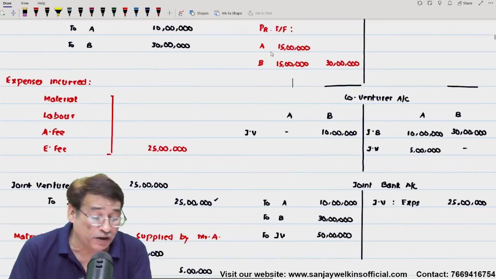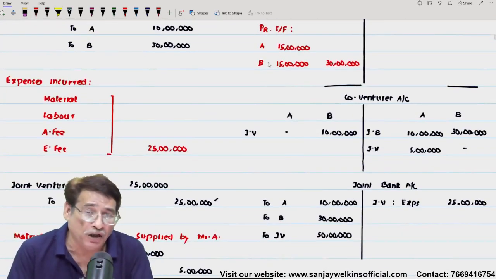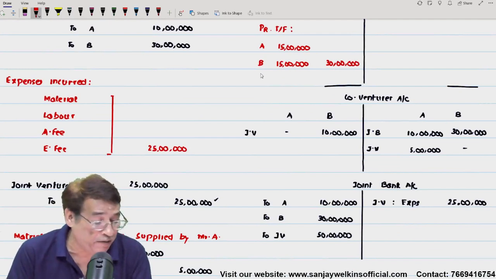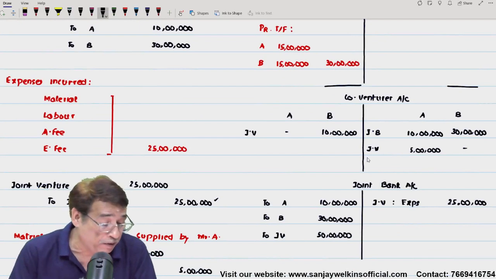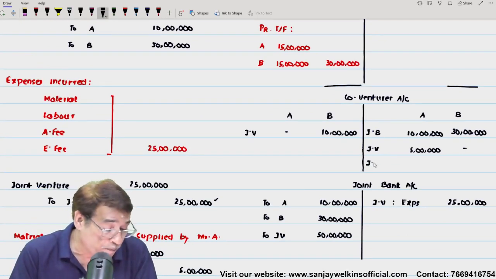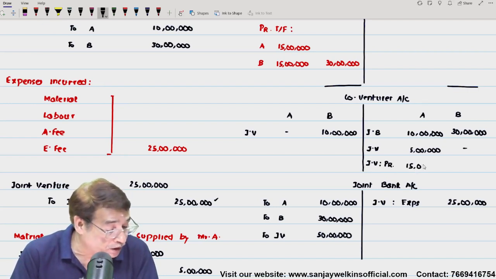Now, you have written 2A and B in the joint venture account. Quite obviously, you are going to take it to the credit side of A and B. And you are going to write here by joint venture, profit. Share of profit of A is 15 lakh. Share of profit of B is 15 lakh.